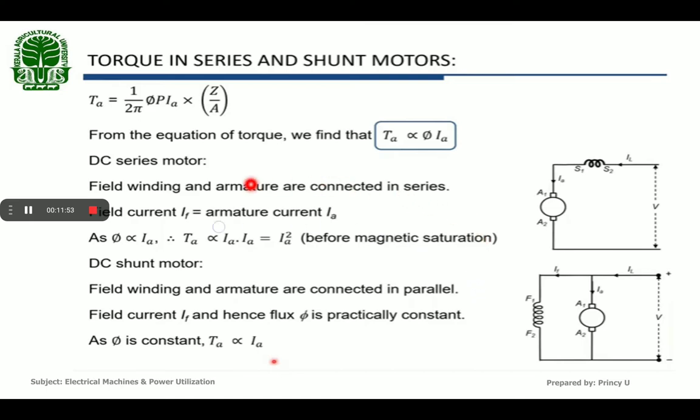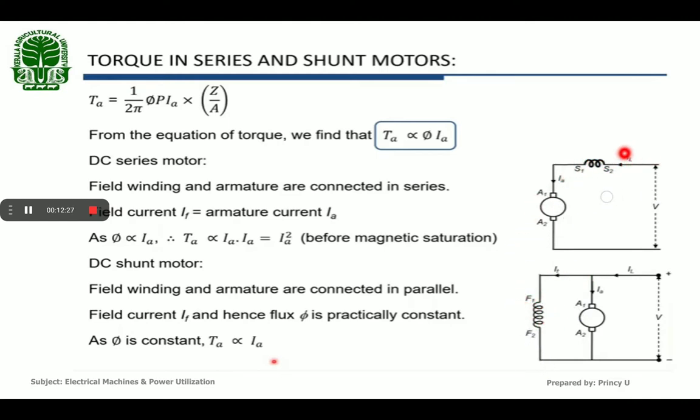Okay, so for a DC series motor, torque is proportional to IA square. If it is a DC shunt motor, meaning the field winding is connected in parallel to the armature, then it is called a DC shunt motor. So the field winding and armature are connected in parallel. The field current IF and the flux phi produced by it is practically constant. That means in a shunt motor, flux is constant.